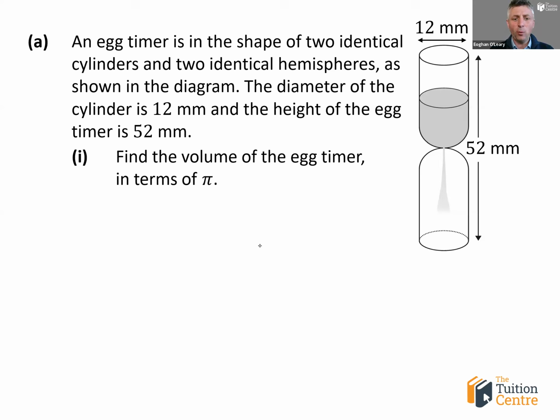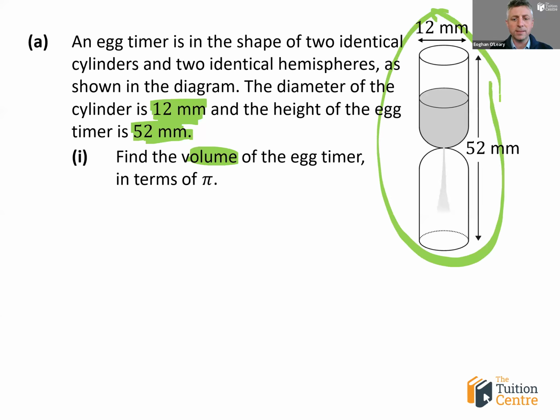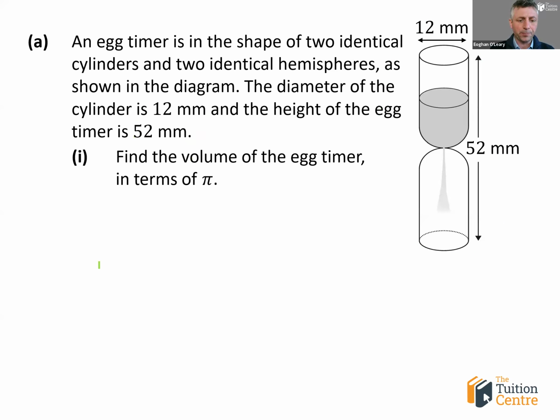An egg timer is of the shape of 2 identical cylinders and 2 identical hemispheres, as shown in the diagram. The diameter of the cylinder is 12 millimeters, and the height of the egg timer is 52 millimeters. Find the volume of the egg timer. So, people might have to look at this a few times, like the whole thing is the egg timer. The whole thing is the egg timer. So we want to get the volume in terms of pi.